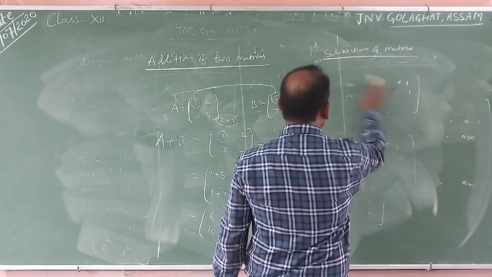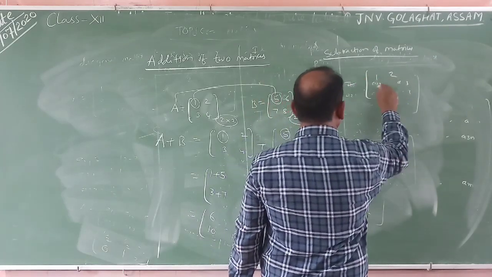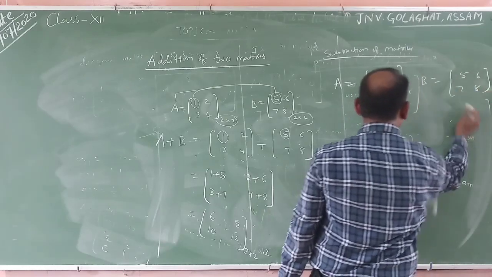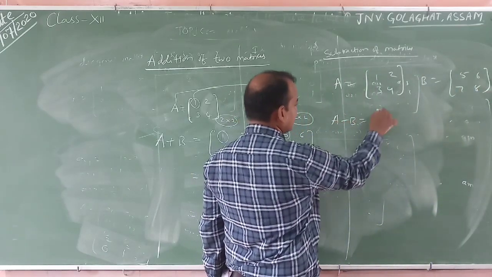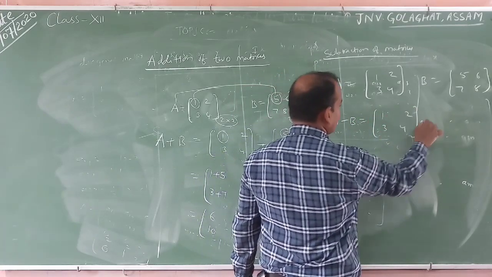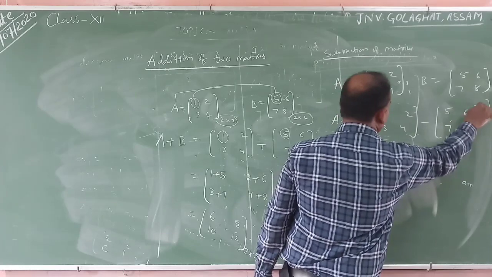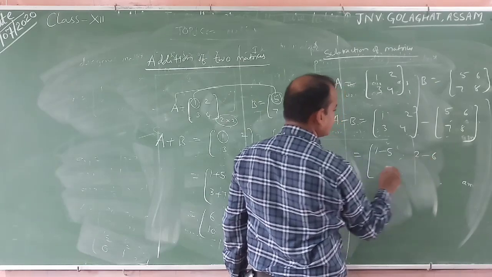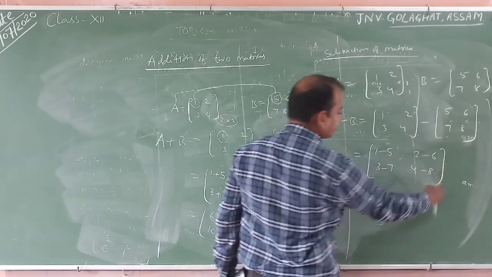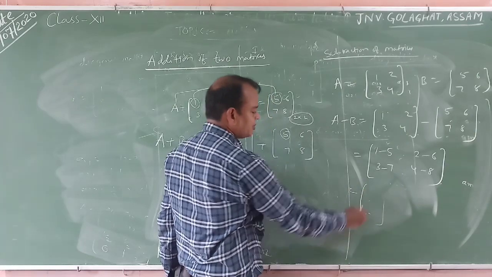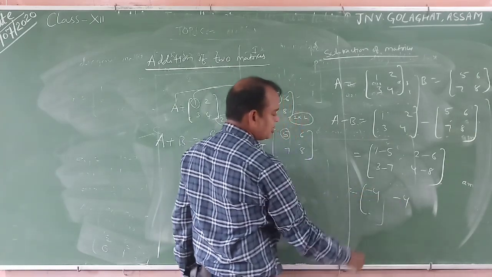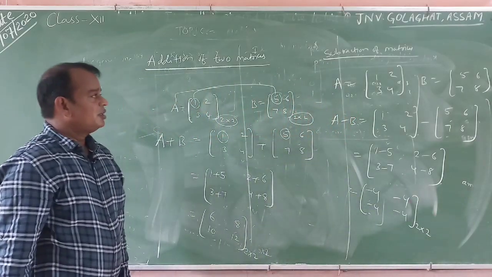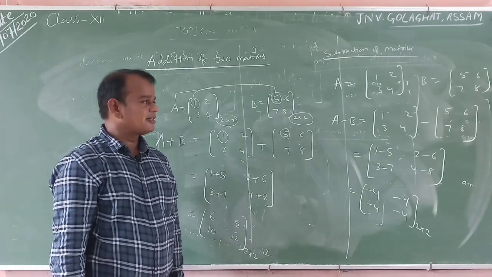Now we can take the same example. A is equal to 1, 2, 3, 4. B is equal to 5, 6, 7, 8. Now subtraction is A minus B. Now 1, 2, 3, 4 minus 5, 6, 7, 8. Now 1 minus 5, 2 minus 6, 3 minus 7, 4 minus 8. Now 1 minus 5 means minus 4, 2 minus 6 means minus 4, 3 minus 7 means minus 4, of order 2 by 2. This is called subtraction of the matrices.